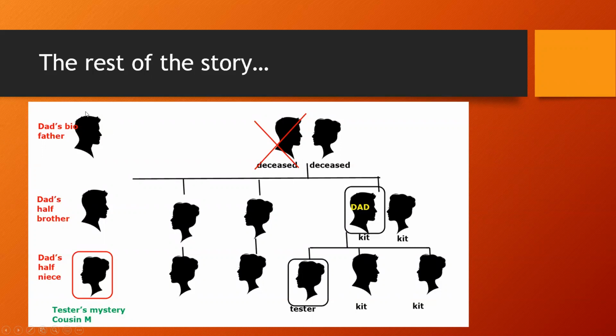Dad's bio father over here had a son who was a half brother to dad, who had a daughter, which is cousin M. So this is the tester's dad's half niece, and that falls into one of those categories to be a first cousin match at Ancestry.